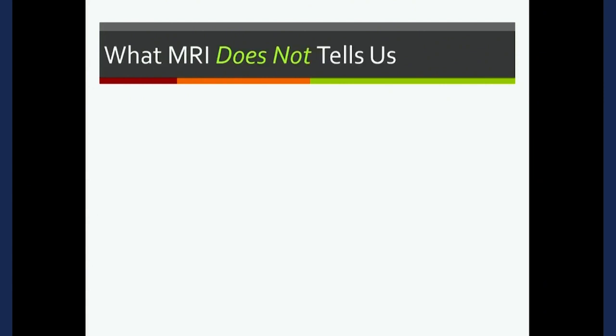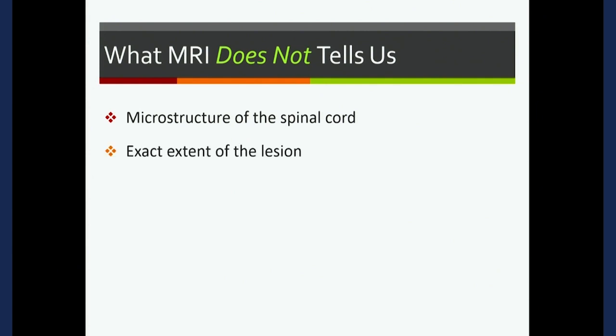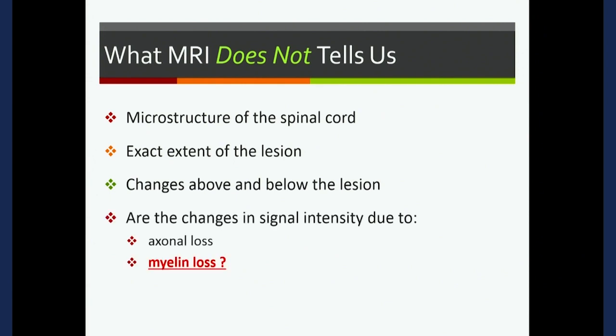However, there are things that MRI does not tell us. One is the microstructure of the spinal cord: where the lesion stops exactly, where it starts, what is happening above and below the lesion, and also, most importantly, are these signal changes due to damage to the axons or damage to the myelin?